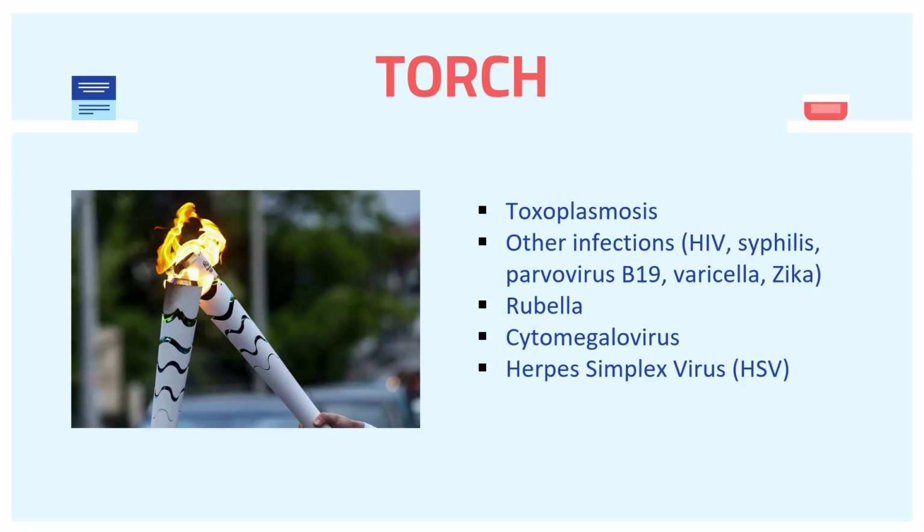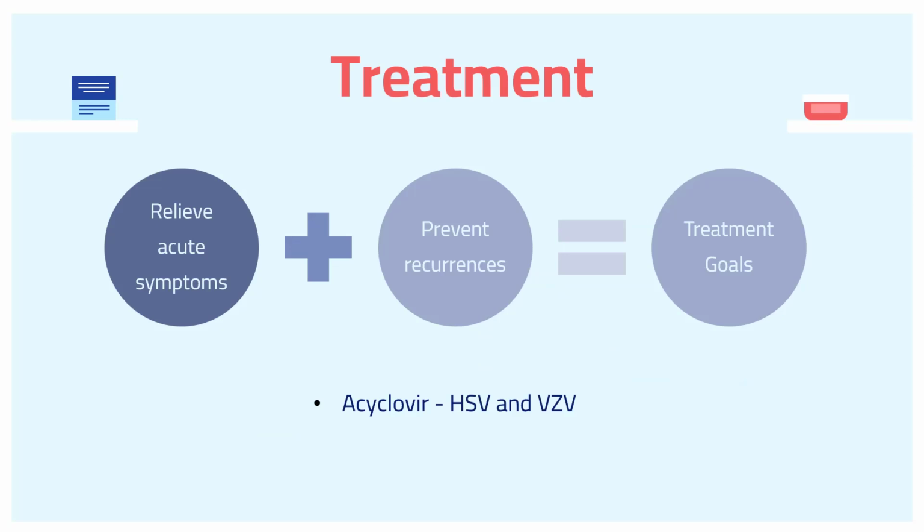So now that we've talked a little bit about herpes simplex viruses, the therapy for those, or the treatment for those, is to really kind of do two things. We want to relieve the patient's acute symptoms. We want the patient to not be ill. We also want to prevent future reoccurrences. So we want the patient to have an elimination of the viruses.